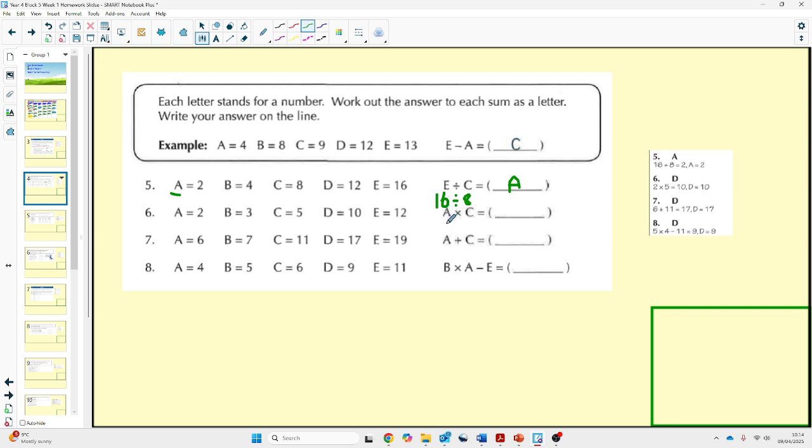So let's do these relatively quickly. A is 2. What are we timesing it by? Well, C is 5 and the answer is 10. So that gives us a D. Then have a look at question 7.